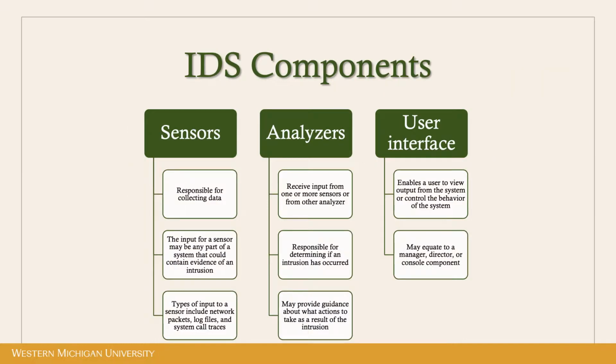Now, what IDS has involved in it, the components for IDS are sensors that collect data. The input for a sensor can be any part of a system that might contain evidence of an intrusion. Types of input to a sensor could include network packets, log files, system call traces.